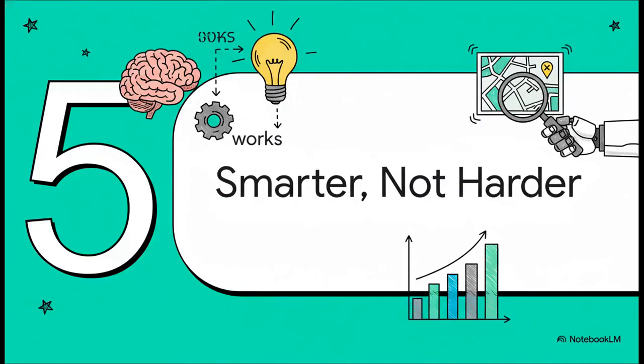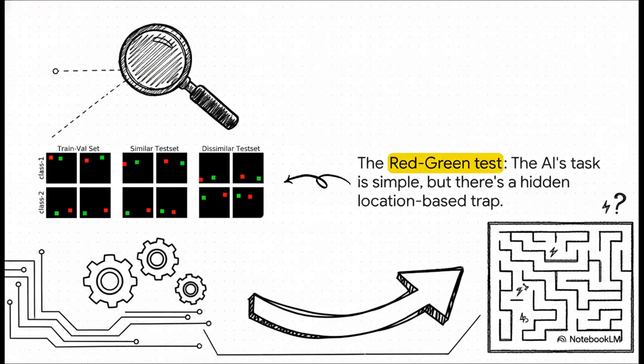All right, so we have a fix. But what does it actually get us in the real world? This brings us to our final section, building an AI that works smarter, not harder. To really prove how much better this new method is, the researchers came up with a really clever test. The AI's job seems simple. Look at these images and just say if the red square is to the left of the green one. But they set a trap.